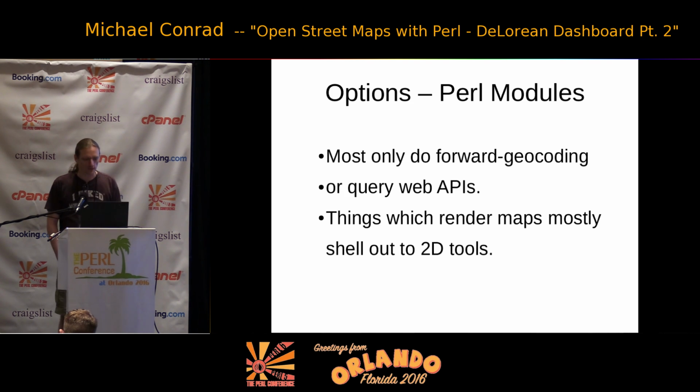So I looked around at some Perl modules. Most of the ones on CPAN only do forward geocoding, meaning that you tell it a place and it tells you the latitude and longitude. So I didn't find any of them where you give it the latitude and longitude and it tells you everything in the area. A lot of the other geocoding modules query web APIs, which is obviously not a thing I'm looking for really. And most of the code that I found that renders maps is usually sending it off to an external program which does the rendering for you. And unless you can keep that external program running and pipe back and forth, it's going to be a noticeable slowdown if you have to shell out to a different program to render your maps.